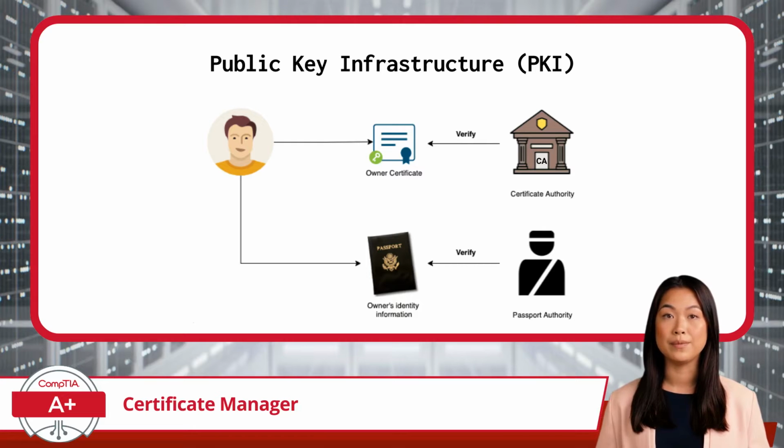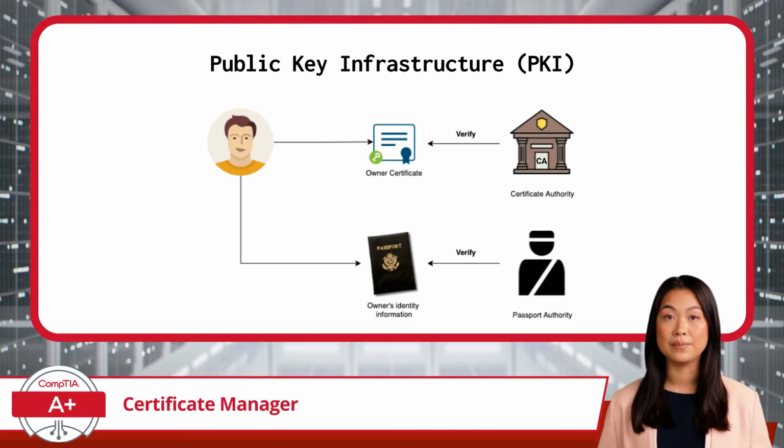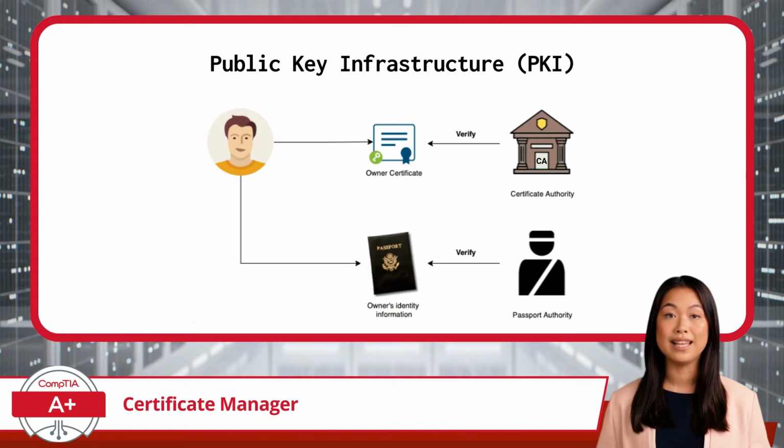For example, when a website owner wants a certificate for their web server, they go through a validation process with the CA. The CA will verify the website owner's identity and domain ownership to ensure they are legitimate. Once the validation is successful, the CA issues a digital certificate containing the website's public encryption key and other essential information. Note, this is very similar to our previously used passport analogy.